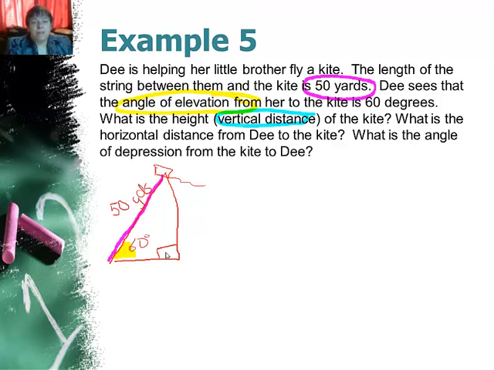Now I'm trying to find the vertical distance. So that means this distance right here, which I'll label y. The reason I'm using y instead of x is because our math chart has an x on it, and I don't want us to get confused. So I'm just trying to use a different variable.